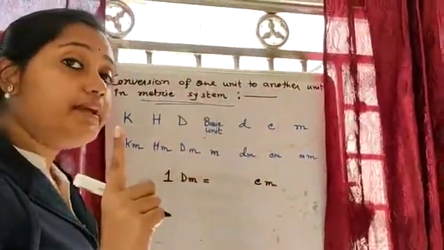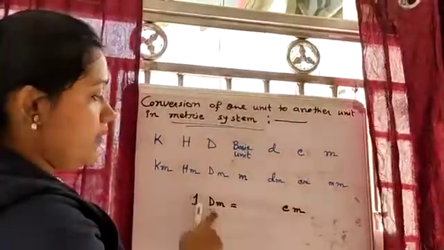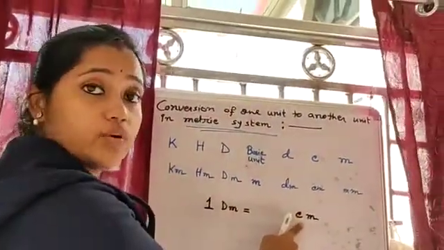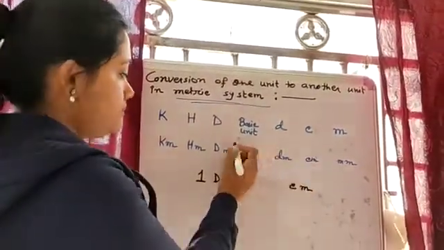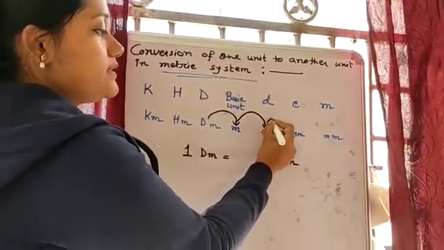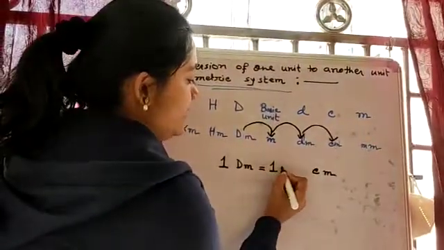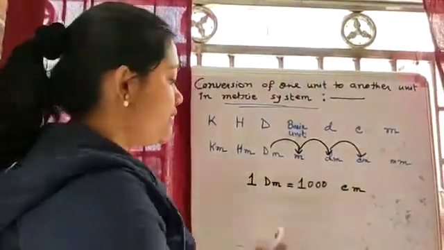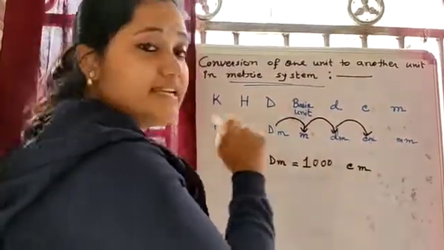The thing you need to keep in your mind, be very careful: where are you standing? You are at decameter. And where do you want to go? You want to go to centimeter. So decameter to centimeter. 1 step, 2 steps, 3 steps. So 1 followed by 3 zeros. That is 10 to the power 3. So 1 decameter equals 1000 centimeter.